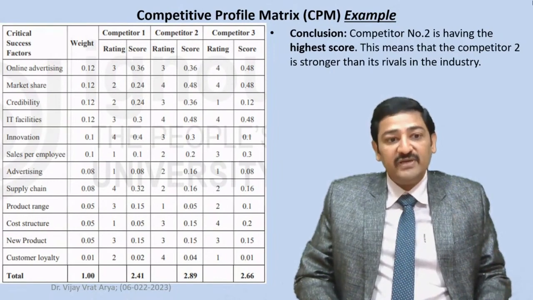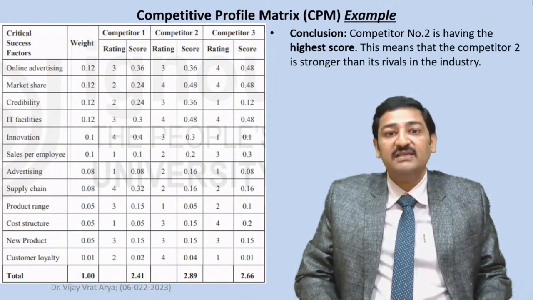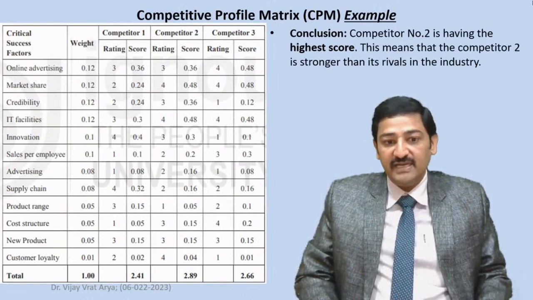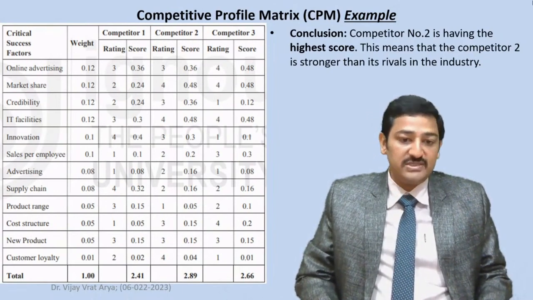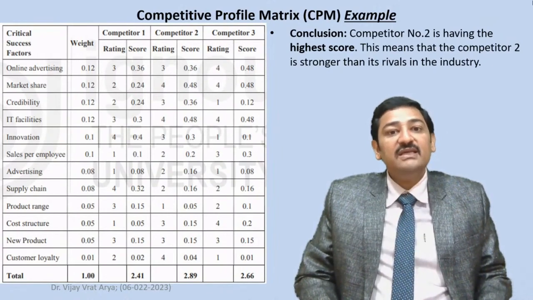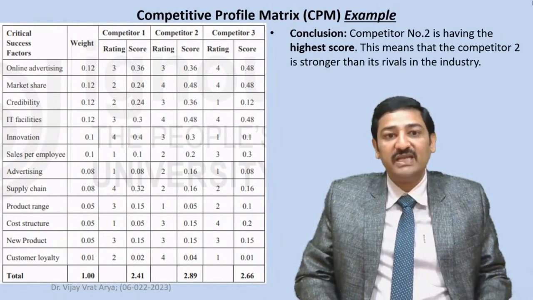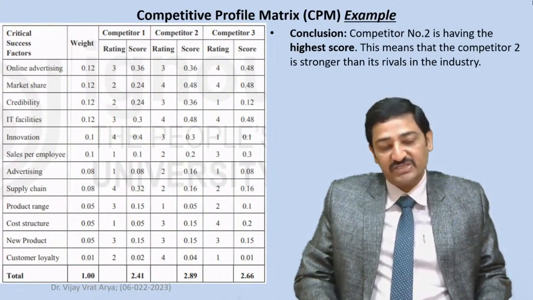success factor where competitor 1 was having a good position by giving a rating of 4, but on the other hand, competitor number 3 was having the least position by assigning a rating of 1. On the other hand, if we refer to another critical success factor, that is cost structure, on that front competitor number 3 is having a good rating, where it is having 4 as the rating. On the other hand, competitor number 1 is having the least rating in the case of cost structure.